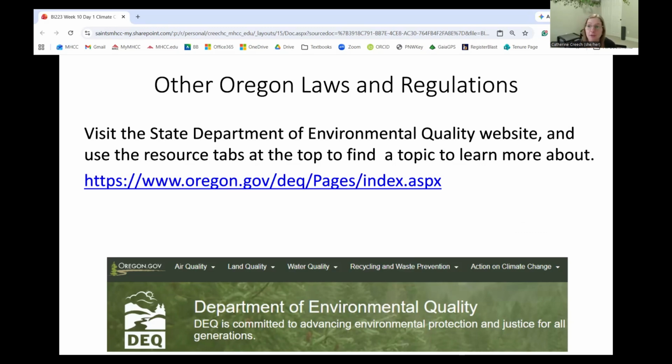It's worth your time to go to our government website, click through these different actions at the top, and see what's going on in Oregon in relation to water quality or land usage or recycling, just so you get the full view of these climate actions that are being taken.